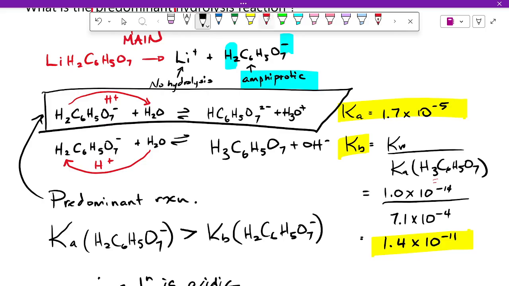Don't forget, when you're calculating Kb, it's always Kw over Ka of the conjugate acid. So instead of H2C6H5O7 it is H3C6H5O7. And the Ka in this case is greater than the Kb. All right, and you guys have a quiz tomorrow, so study for that.